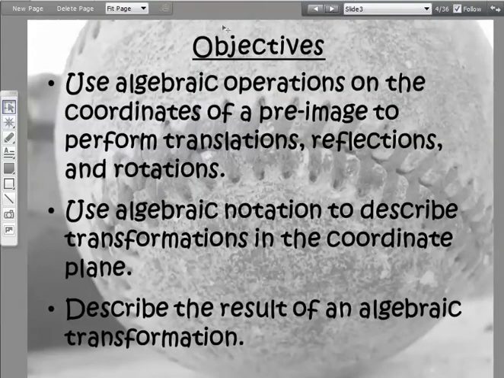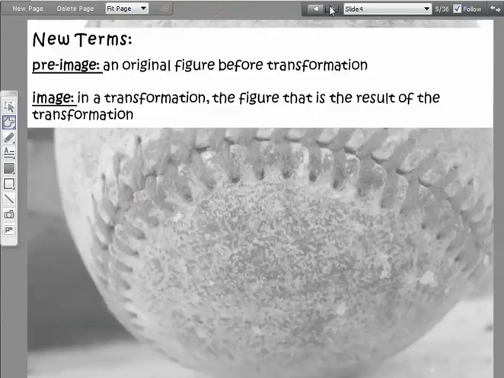The objectives that we're going to go over in this lesson are using algebraic operations on the coordinates of a pre-image to perform translations, reflections, and rotations; using algebraic notation to describe transformations in the coordinate plane; and describing the result of an algebraic transformation. That all sounds really hard, but it's going to be easy. Or at least I hope it's going to be easy for you.